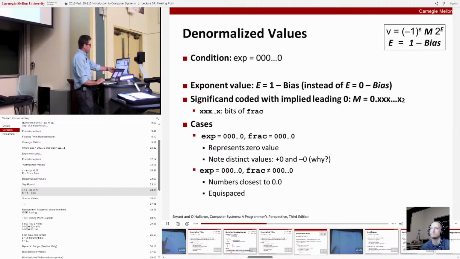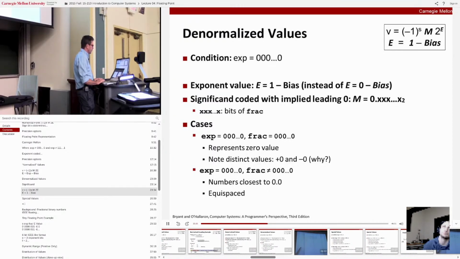So when EXP is 0, think about it: if we only had normalized numbers, we wouldn't be able to represent 0, right? Because there'd always be a 1 in there. So denorms allow us to represent 0, and they allow us to represent values that are very close to 0. So when the EXP field is 0 and the frac field is 0, this is the 0 value.